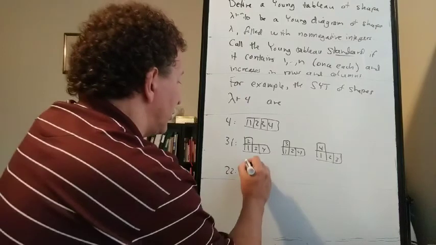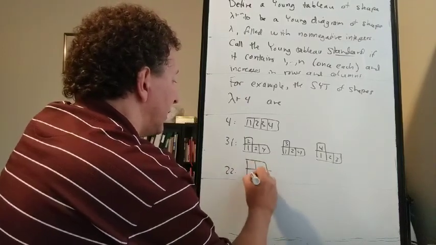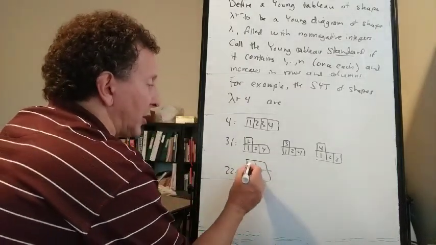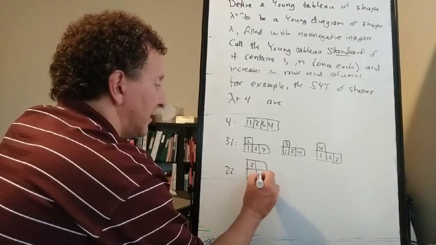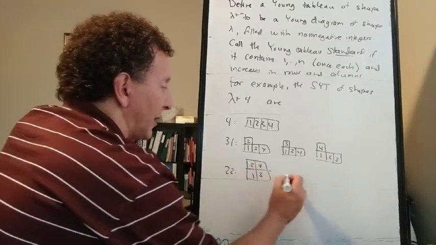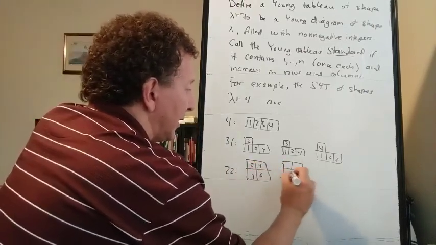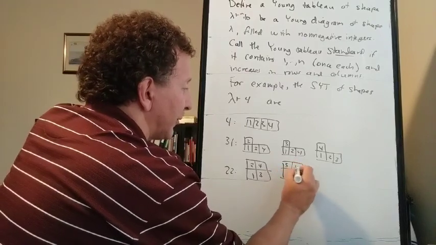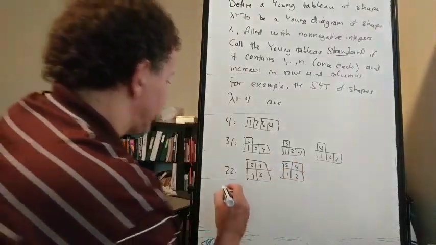For shape 2, 2, there's 2 ways to do it. 1 has to go here and then 2 can go above it or to the side. If it goes above, then 3 and 4 have to go in these positions. If it goes to the side, then 3 and 4 have to go in these positions.